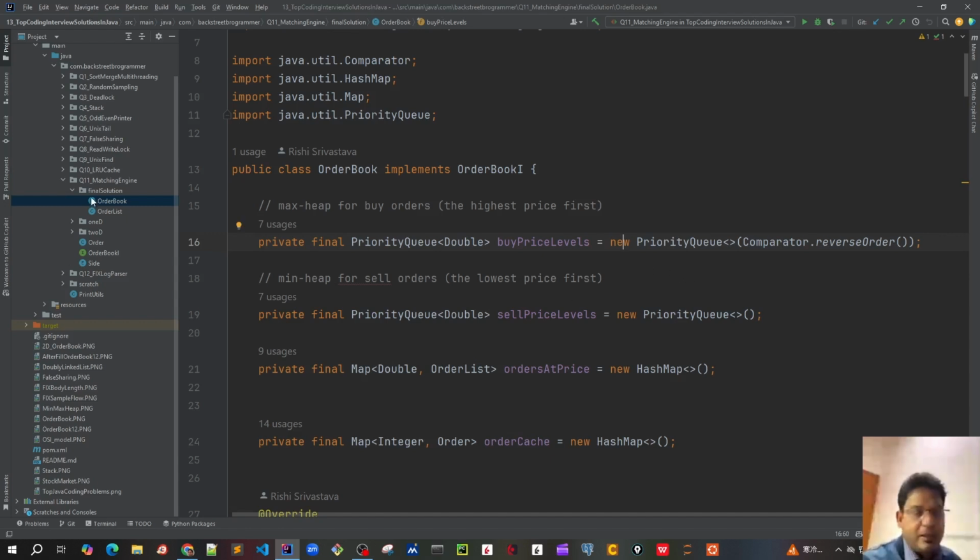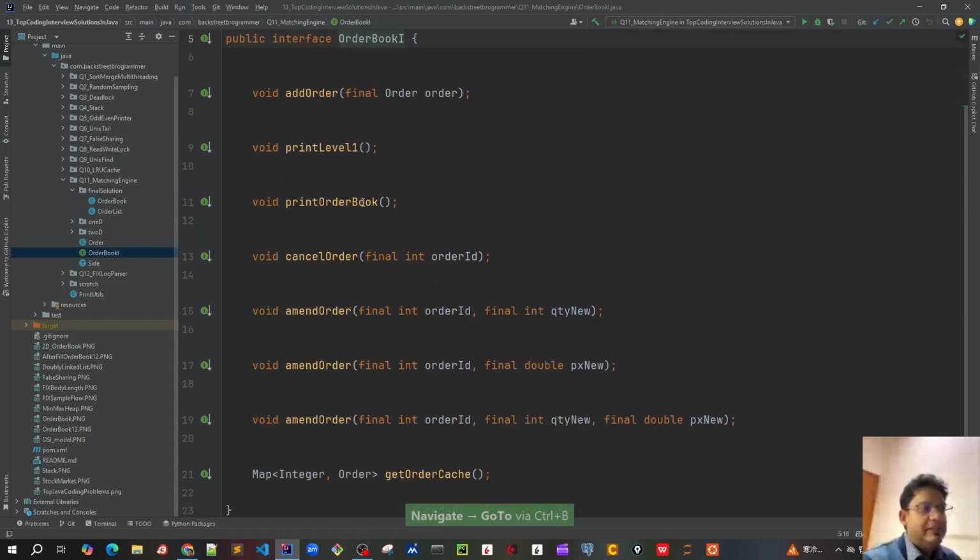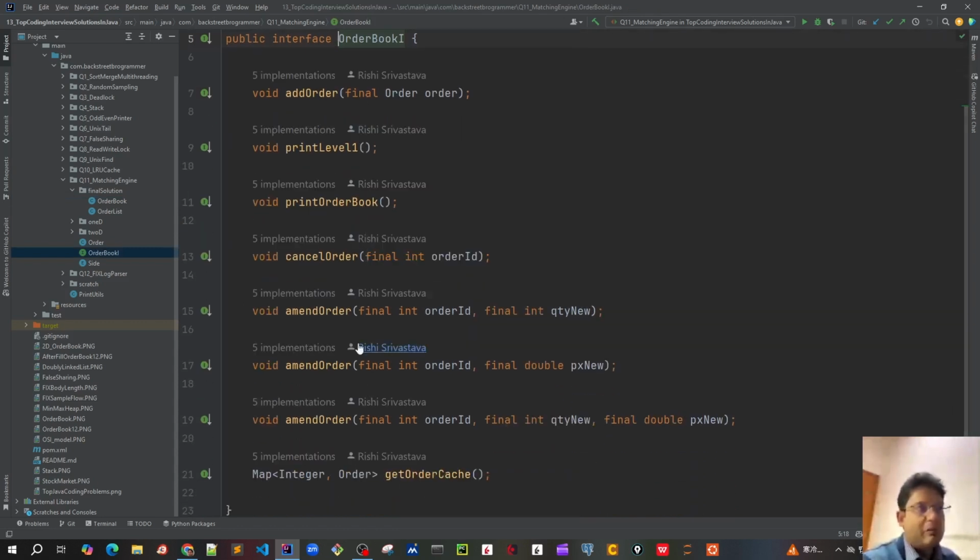So in my GitHub link, you can see that I have got this Q11 matching engine, which is for this problem 11. And there is a subdirectory called final solution, in which we have got order book and order list. So let me go through the data structures that we are using in our final implementation. Let's go to the order book, which is implementing an interface. In this interface, we have got add order, print level 1, print order book, cancel order, amend orders.